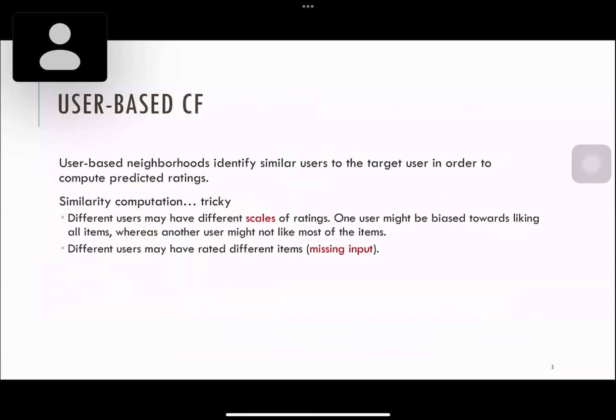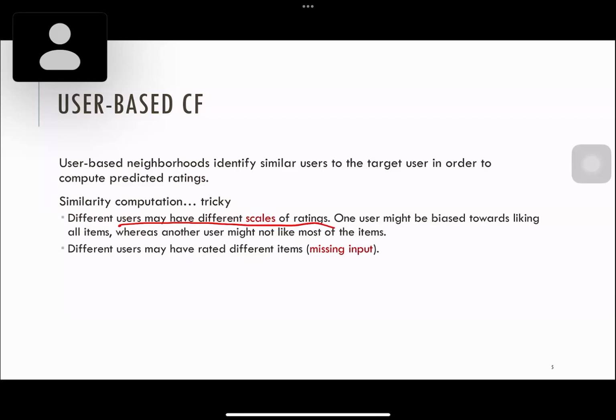So for user-based collaborative filtering, you first identify users that are similar to your watching history, and then use them to predict ratings. And there are some issues for this computation. For example, users may have different scales of the ratings.